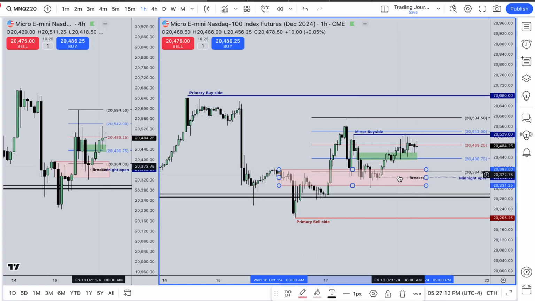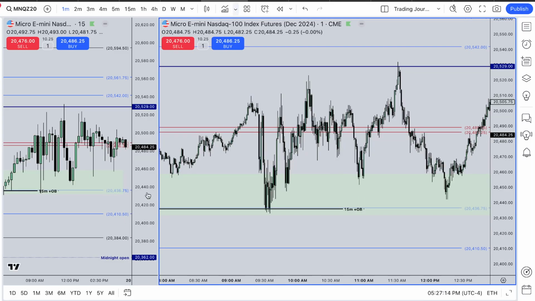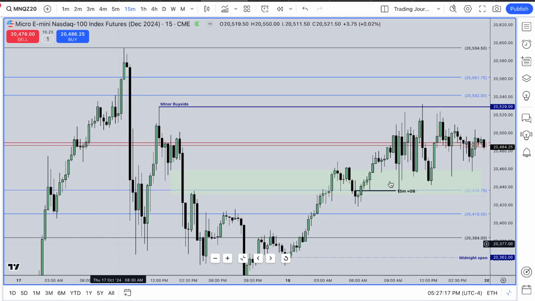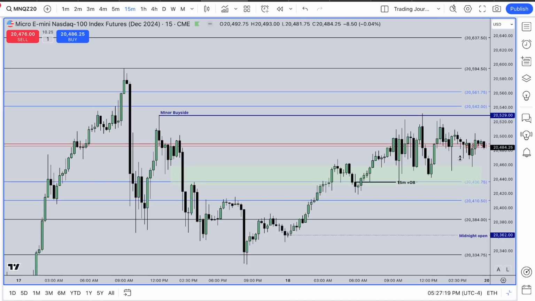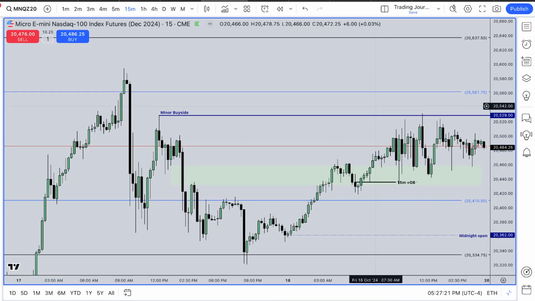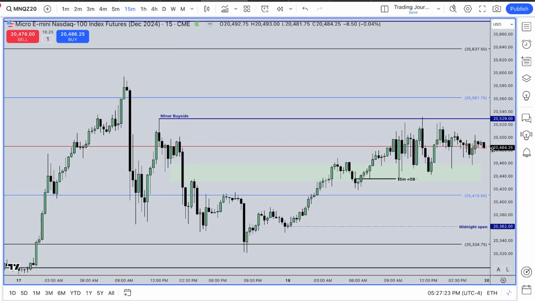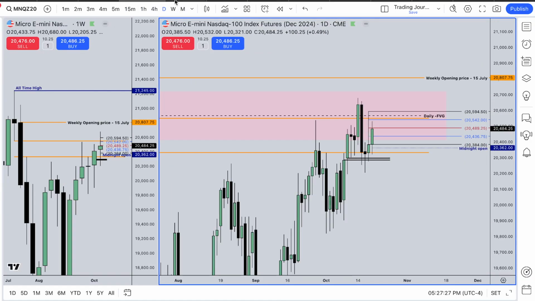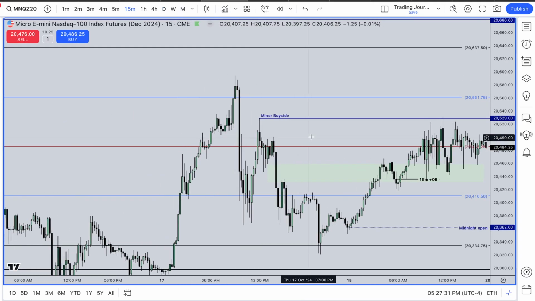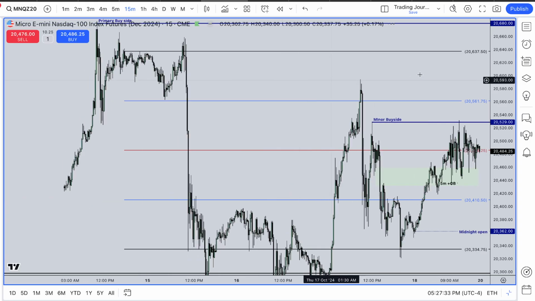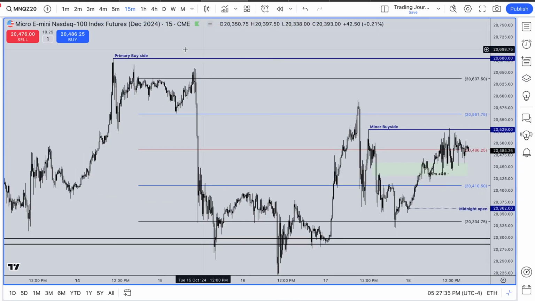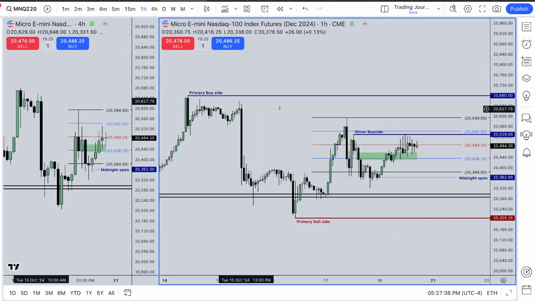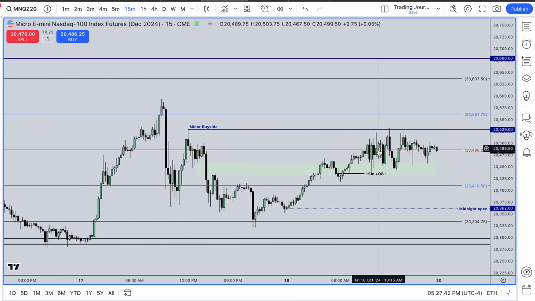Everything is still bullish. So when we drop down to the 15-minute chart, this, I hope that was correct. This is the daily wick then. Yeah, this is a daily wick. This daily wick. And we have minor buy side in here, and then we had that primary buy side, minor buy side, 1 hour chart, minor buy side, 1 hour, 50-minute chart.